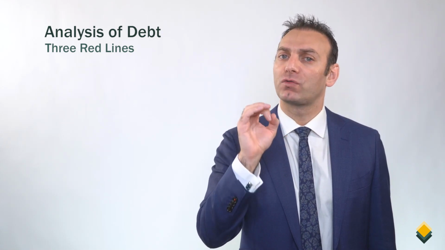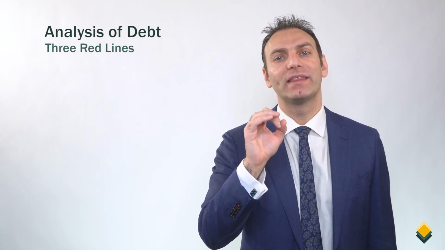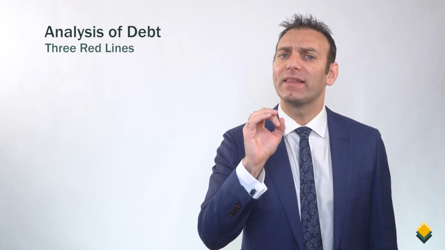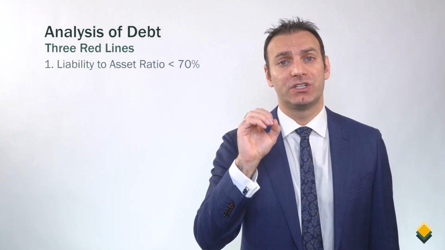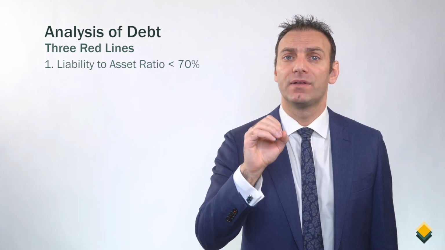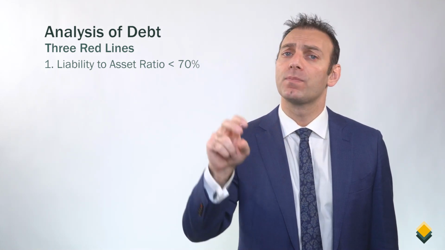Thanks to the help from a recent UBS report, I'll describe below how the 3 red lines works. The 3 red lines are rules for real estate developers that are as follows. Number 1, the liability to asset ratio is less than 70%. This would not include advanced receipts.